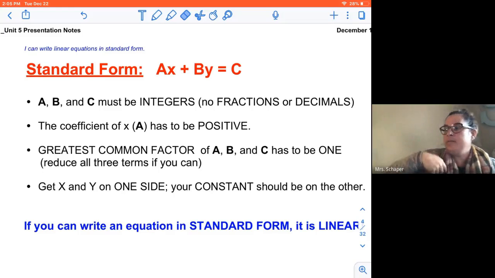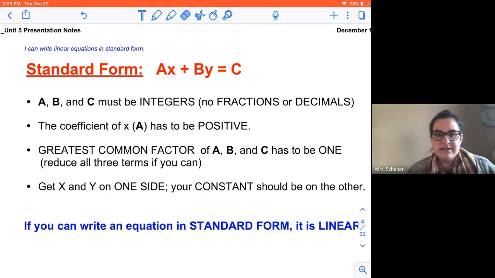It's the first form of linear equation that we're going to talk about. And so we just want to get down the basics. We want to just be able to write the equation in standard form and what that means.